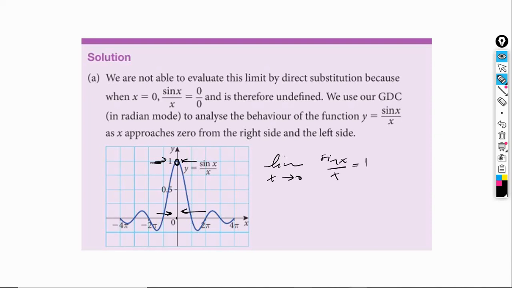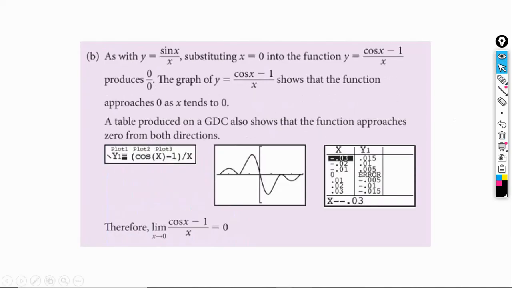Okay, so let's take a look at the next slide and see what happens in the case of cosine of x minus 1 over x. And we can see this situation here. So there's a graph right there of cosine of x minus 1 divided by x. So notice that it goes through or close to 0, 0. Notice that at exactly 0, it's undefined. That's why you see an error here in the table.